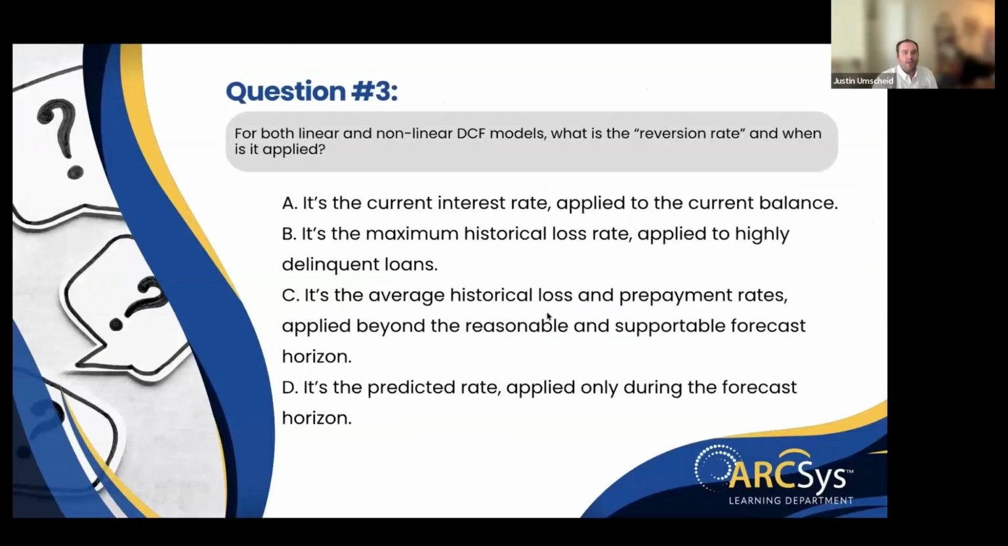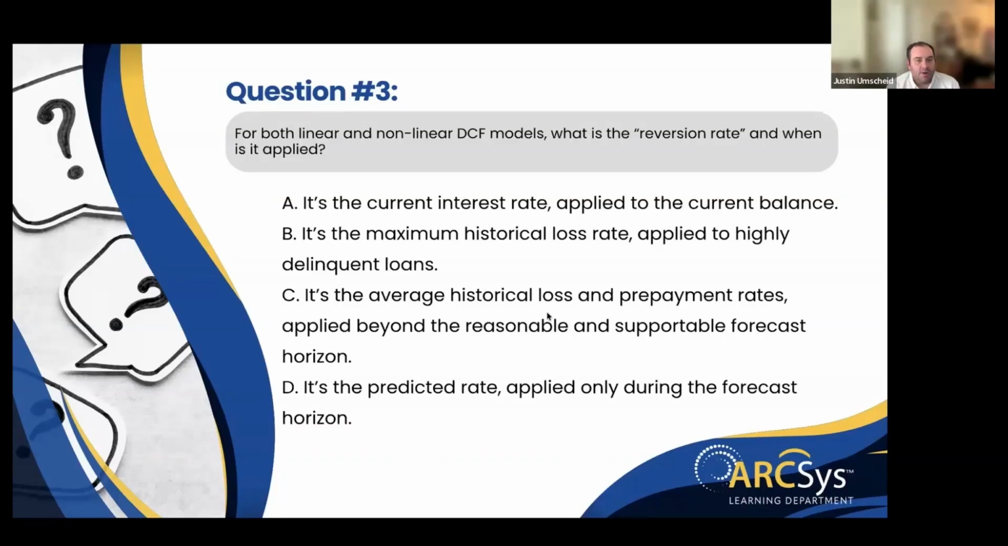All right, question 3. For both linear and nonlinear DCF models, what is the reversion rate and when is it applied? The current interest rate applied to the current balance, maximum historical loss rate applied to highly delinquent loans, the average historical loss and prepayment rates applied beyond the reasonable and supportable forecast horizon, or the predicted rates applied only during the forecast horizon. What is the reversion rate? What do we revert to after the forecast period ends? What do we revert to?